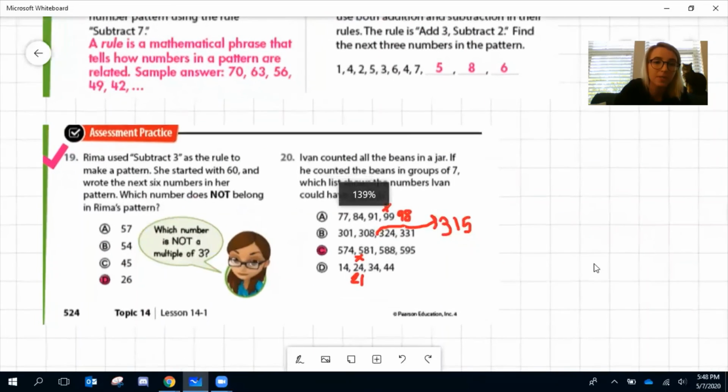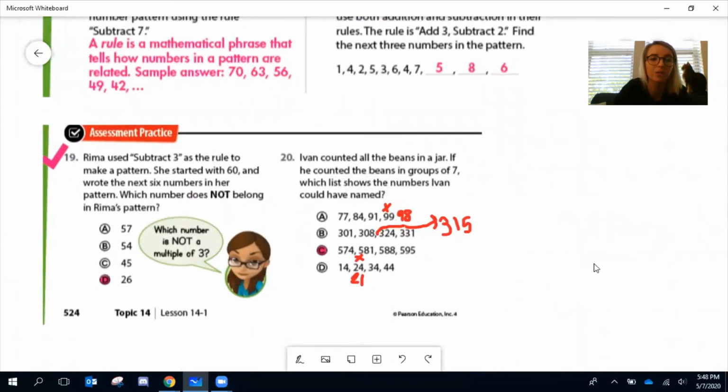Number 19, Rima used subtract 3 as the rule to make a pattern. She started with 60 and wrote the next 6 numbers in her pattern. Which number does not belong in Rima's pattern? So she started with 60, and we're going to subtract 3 by counting down. 60 minus 3 is 57. 57 minus 3 is 54. Then 54 minus 3 would give us 51. And 51 minus 3 would give us 48. And the last of the 6 numbers, 48 minus 3 would give us 45. So the one that does not belong would be 26.